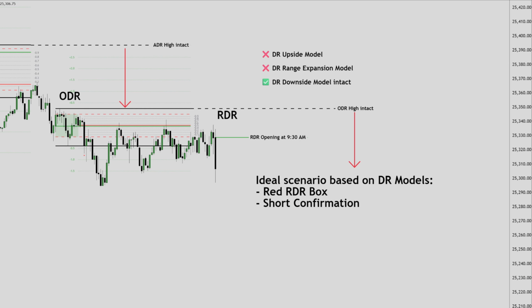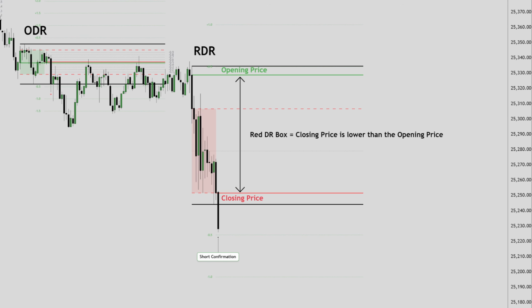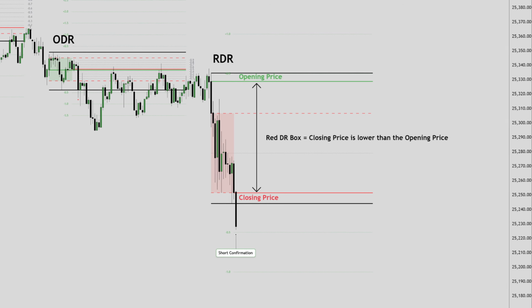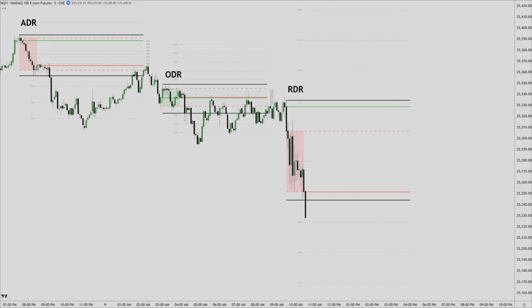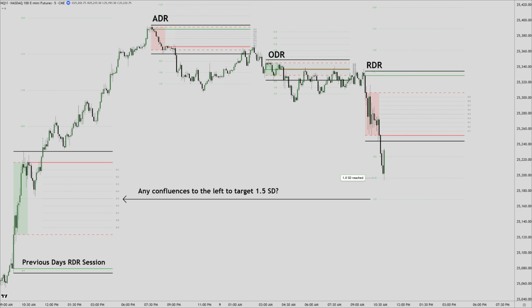Now, ideally, we want the first hour of the regular session to close as a red DR box, followed by a short confirmation. That's your textbook confirmation of probability alignment to the short side. And right at 10:30 a.m., that's exactly what happens. A red DR box followed by a short confirmation. Minutes later, the 1 standard deviation level is already reached before price even retraces back into the defining range. That's efficiency. But can we aim lower?